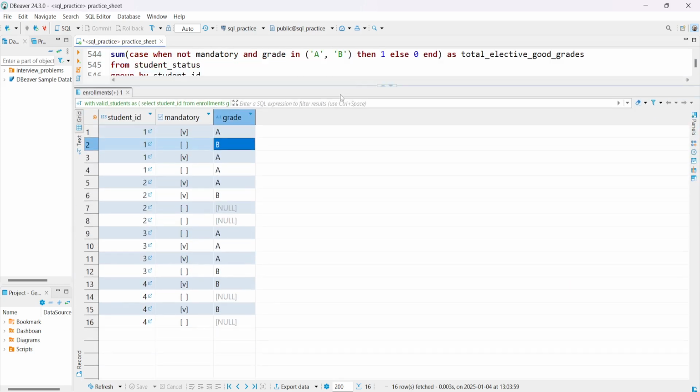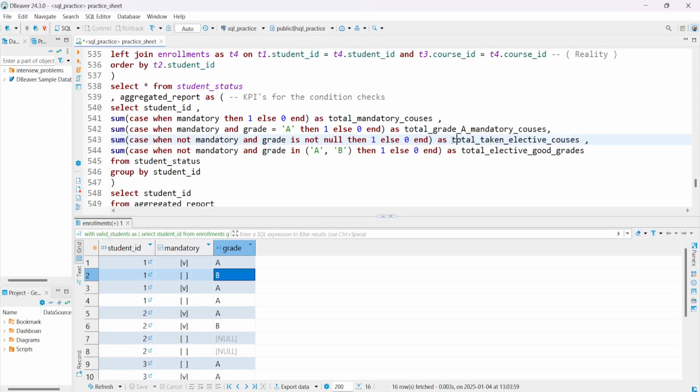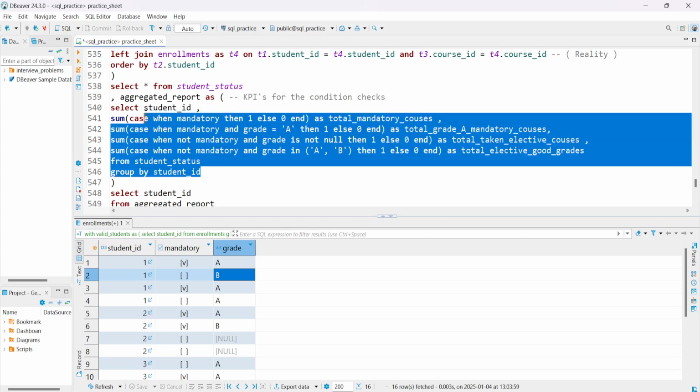So let me explain this to you. If you see this record, this is false, this is not mandatory, and grade is also not null. That means student A has participated in the elective subject, right? So that is what this count, or this KPI, is. And then we have the total not mandatory. Basically, the course is not mandatory and the grade is A or B. So this will give us the total elective good grades, right? So we have this criteria that in the elective, the student must have got at least A or B, right? Not beyond that. So that is what we are getting over here.